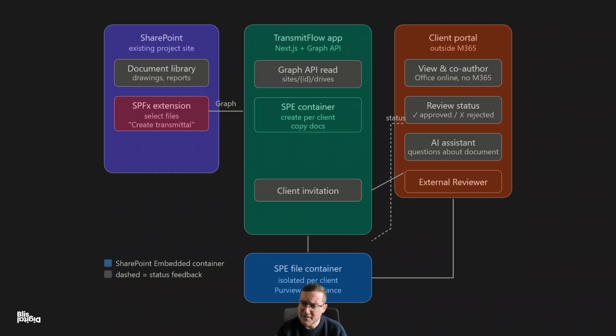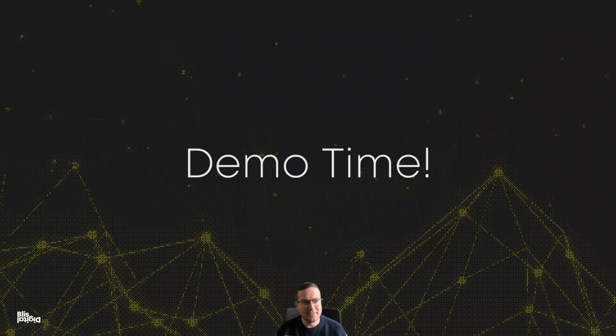Then you could have a client portal where a client could sign in. And since we're in SharePoint Embedded, they could do things like view and co-author on files if you want to. And if they say, I'm ready, I'm agreeing on this, you can approve or reject the transmittal. You could insert AI assistants, do advanced scenarios, or invite people otherwise, but this is in general the idea of the solution. So with that, let's go to our demo.